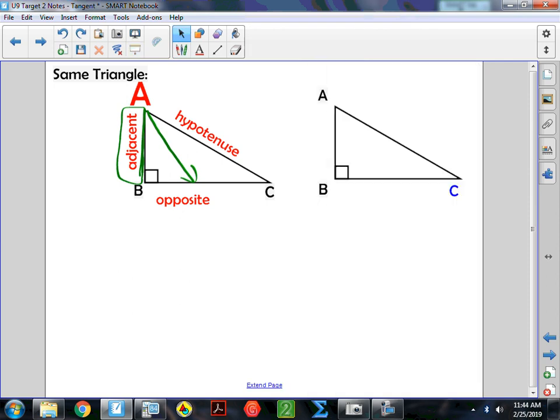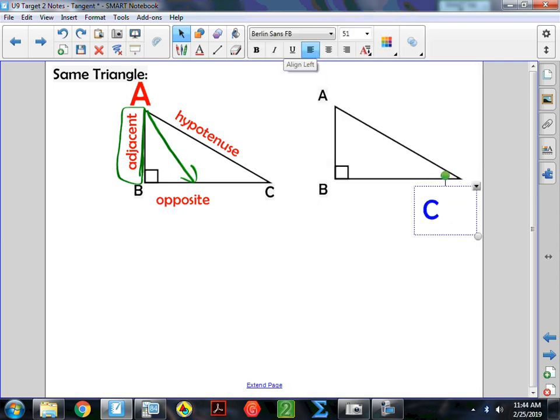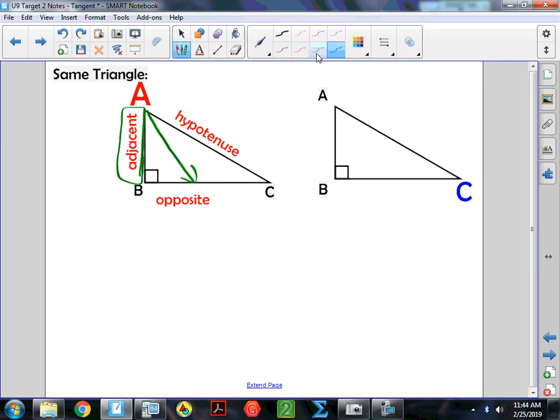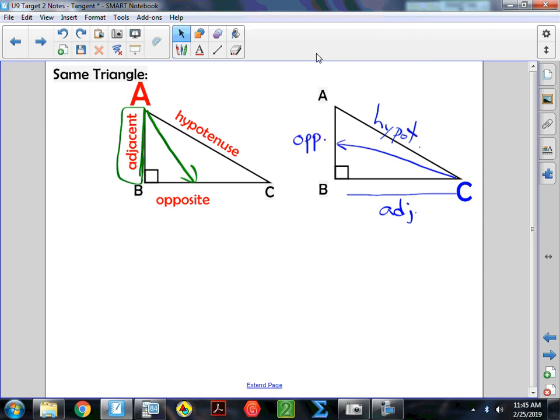Now the same triangle, but looking at it from the other acute angle, angle C. We still have the hypotenuse in the same location. The hypotenuse is always across from the right angle. But this time, the adjacent side is next to angle C, which is on the bottom, so this is the adjacent side. The opposite side is across from angle C, and so this time segment AB is the opposite side. So the opposite and the adjacent will switch sides depending on the angle you're talking about.